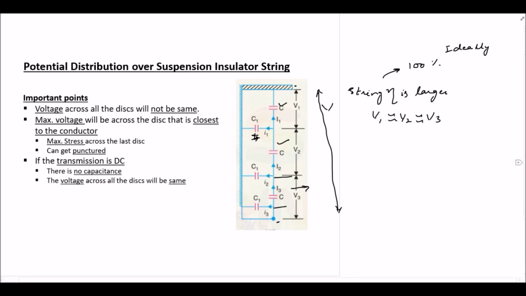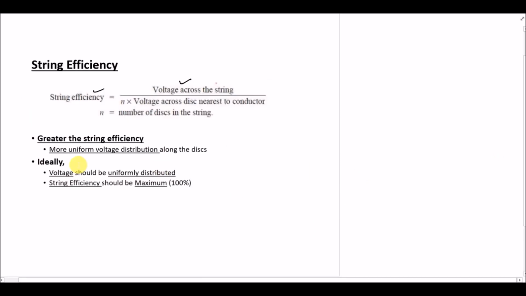So this is the concept of string efficiency, and we want to increase the string efficiency. Because of that we have uniform voltage distribution along the discs, and ideally it is uniformly distributed if the string efficiency is maximum, which is 100%.